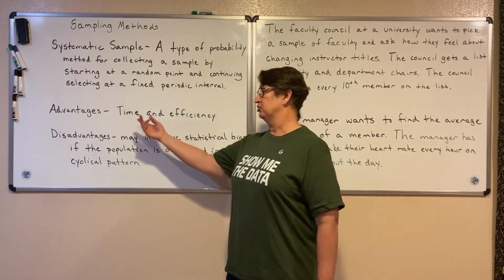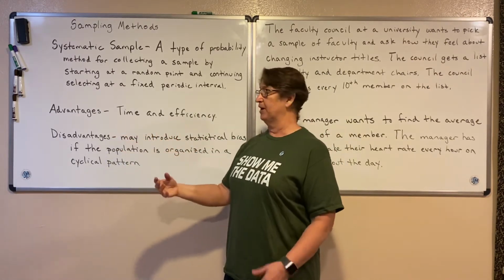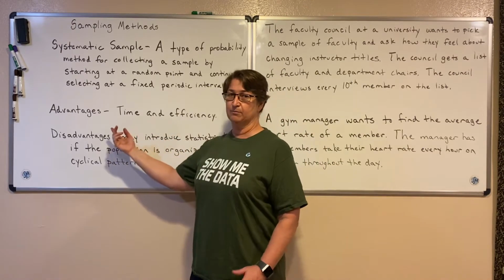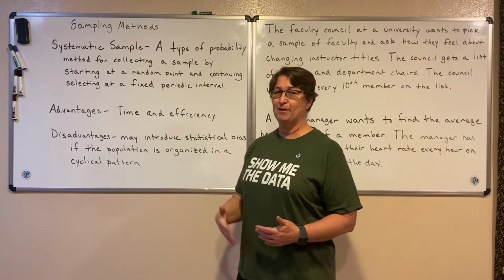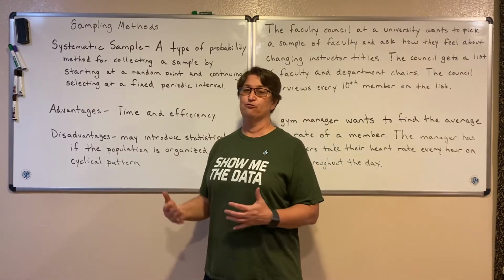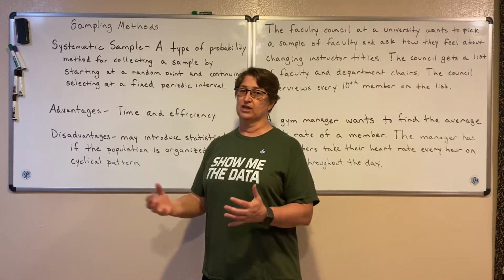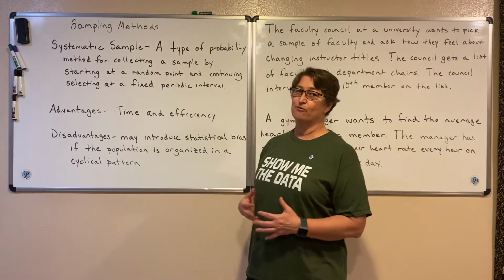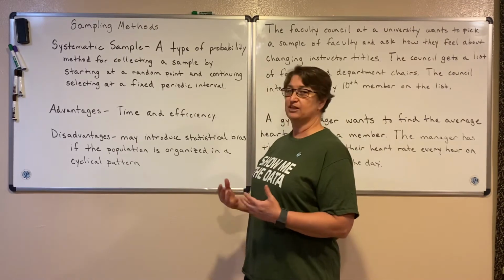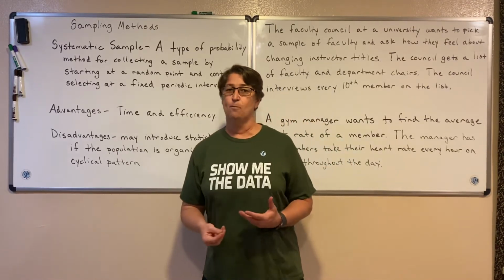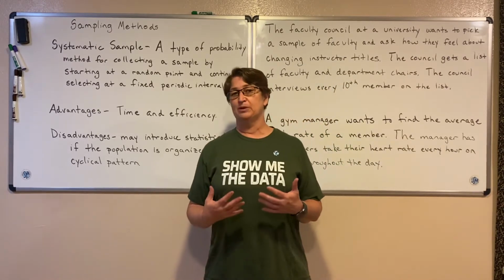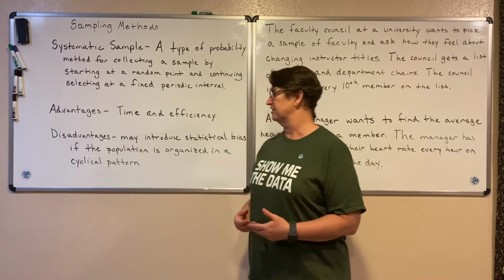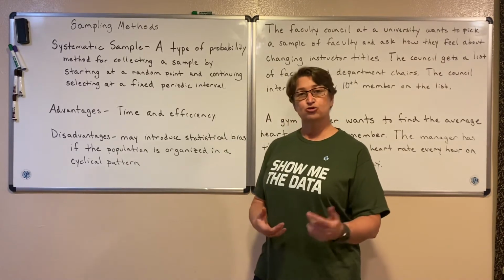So the advantages to this type of sampling method is it takes a little less time, and it's really efficient. I have this pattern or this method, this system for collecting my data. However, the disadvantage is that there may be some statistical bias that's introduced if the population happens to be organized in a cyclic pattern. Here's what I mean by that.